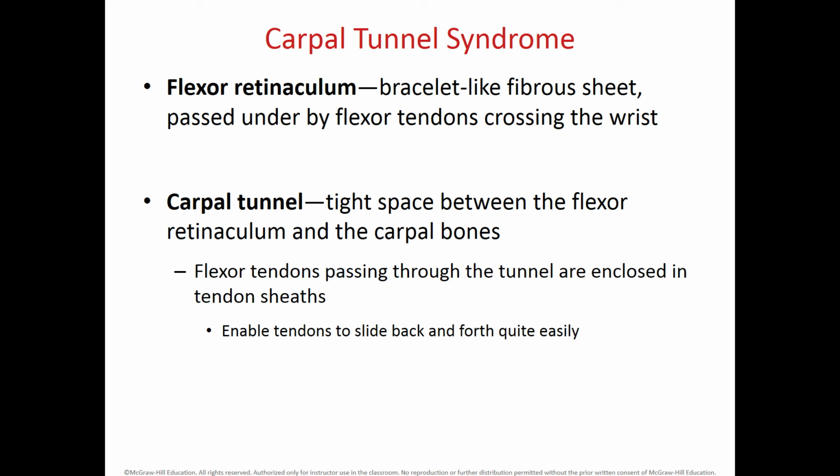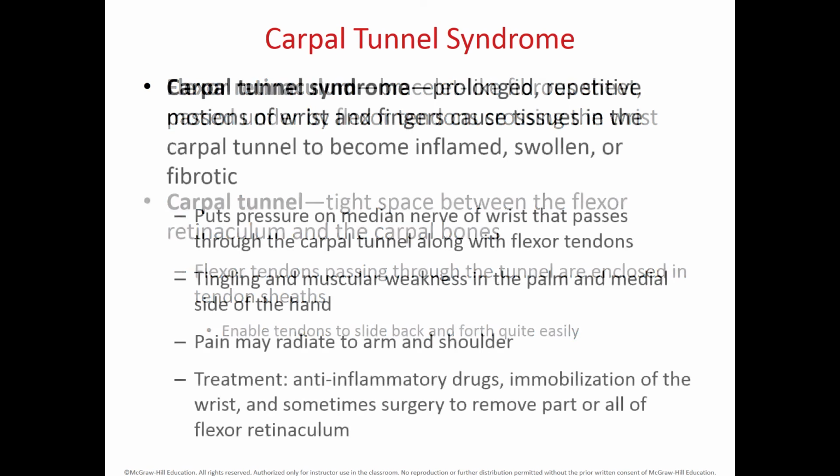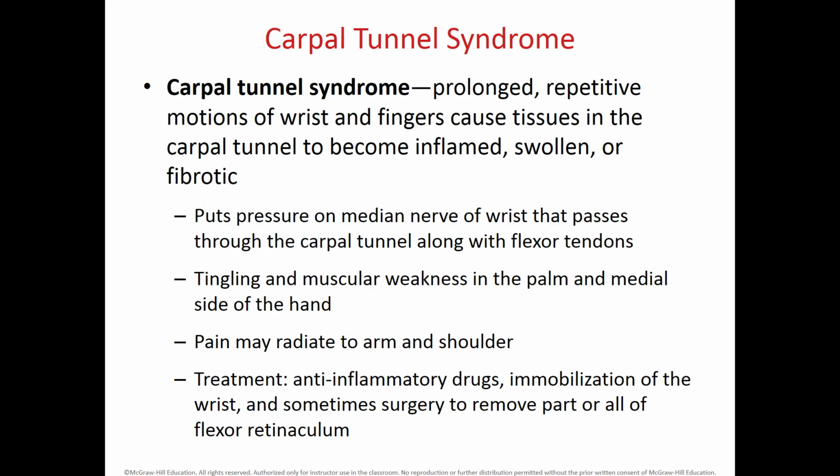And then sometimes our wrist will have an inflammatory process that is called carpal tunnel syndrome. So what is the carpal tunnel? It's a tight space between the flexor retinaculum and the carpal bones. So the flexor tendons pass through this tunnel and are enclosed in these tendon sheaths. So this will enable, as I said before, the extension and the flexion of the carpi without damaging these flexors.